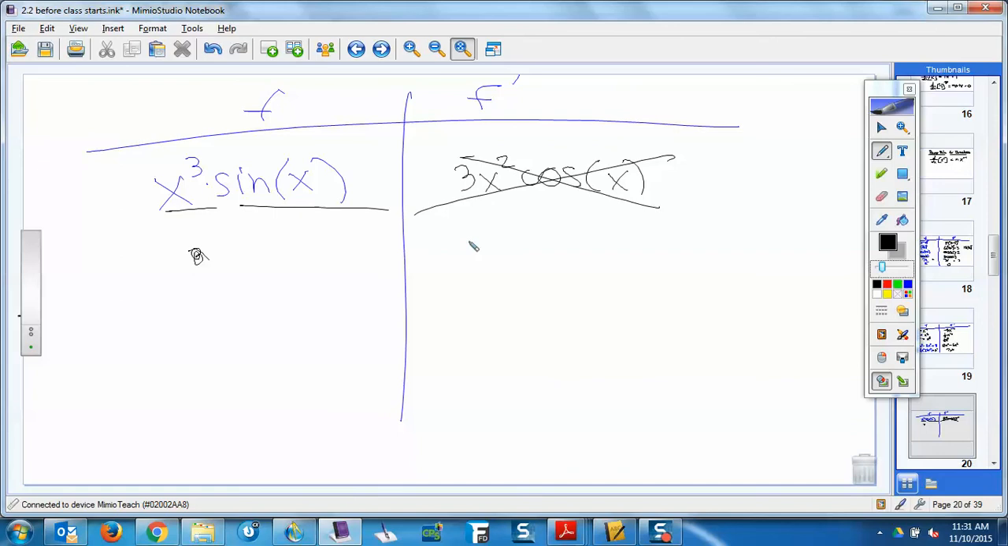So that doesn't work either. We'll have to have a special rule for that. Okay, that's chapter 3, so we won't worry about it right now. All right, so there you go.